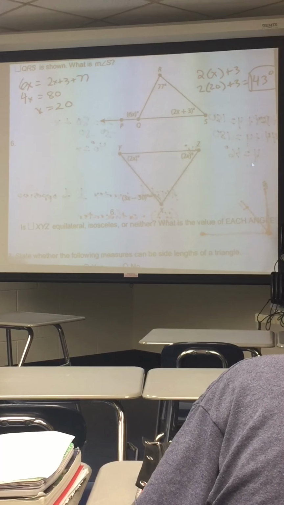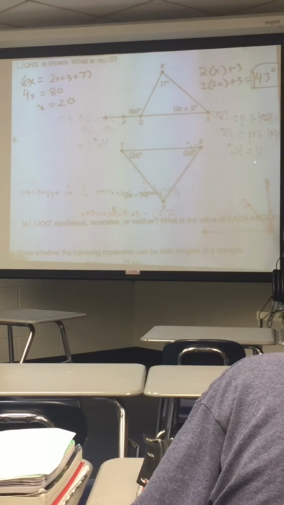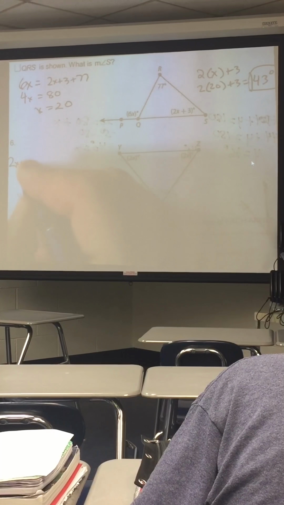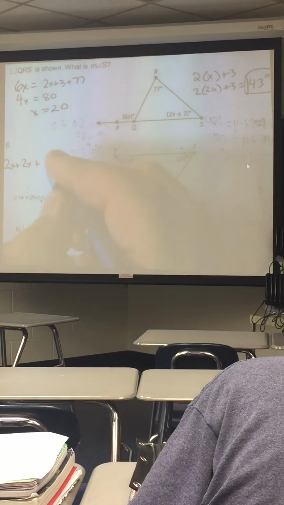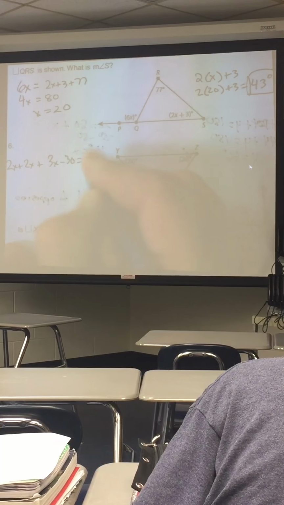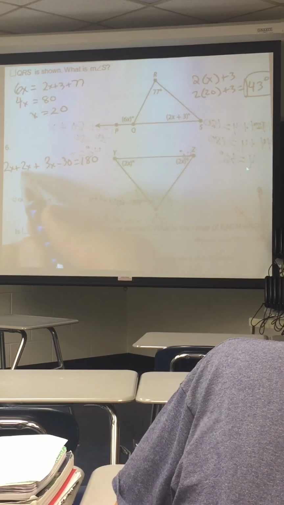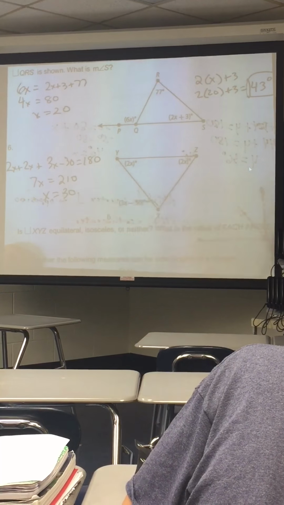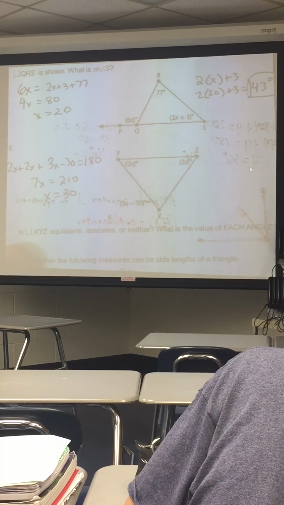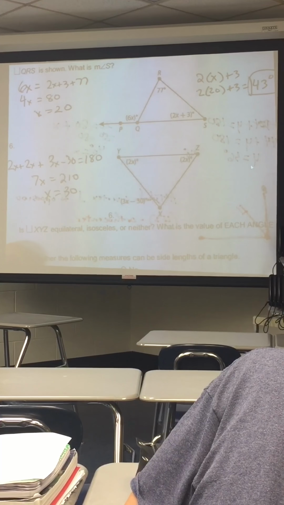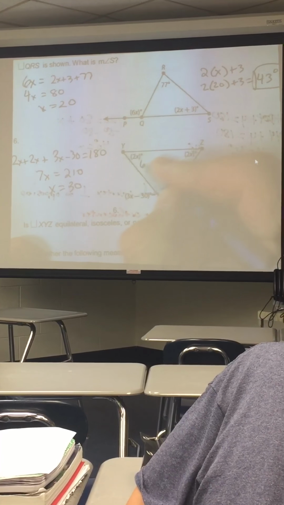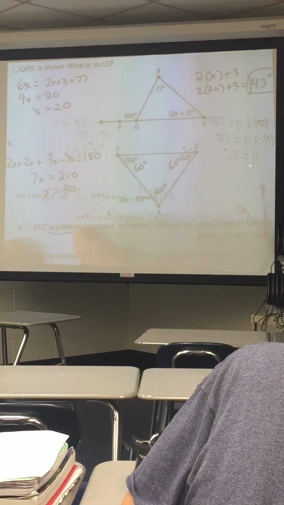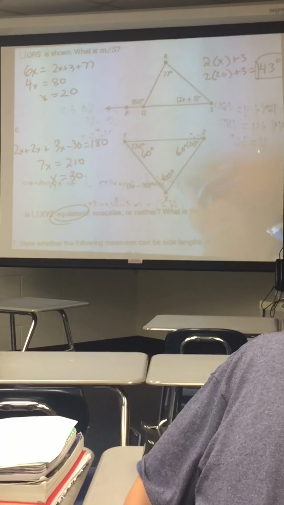Number 6, in the triangle, is it equilateral, isosceles, or neither? Well, we know that all three angles added together give us 180, so let's do that first. So 2x plus 2x plus 3x minus 30 equals 180. Now let's solve for x. That's 7x is equal to 210, and x is equal to 30. Once I solve that x is equal to 30, that makes this angle 60, this angle 60, and this angle 60. Some of you just didn't go far enough. That makes it an equilateral triangle with each angle equal to 60.